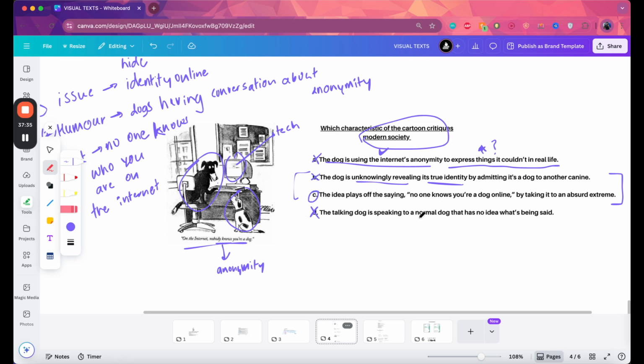The idea plays off the saying, no one knows you're a dog online, by taking it to an absurd extreme. I think that, well, personally, I haven't heard this before, but I think if it was a saying, this is an absurd extreme to take that saying, where they've turned it into a cartoon where it's literally dogs saying how no one really knows that we're dogs and we're using the internet and we're online. So that's how I would break down these questions.